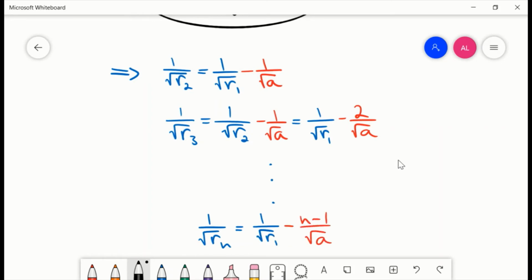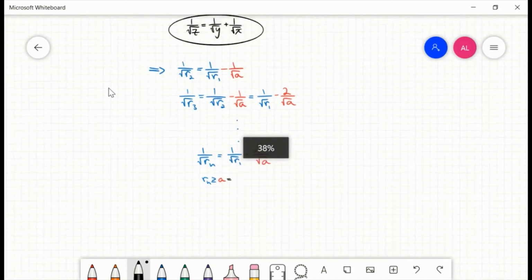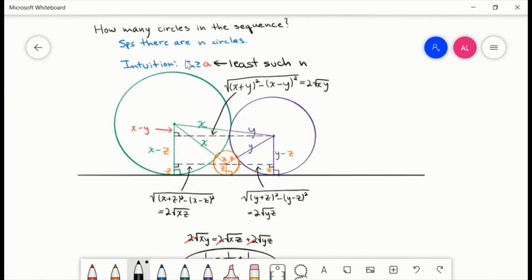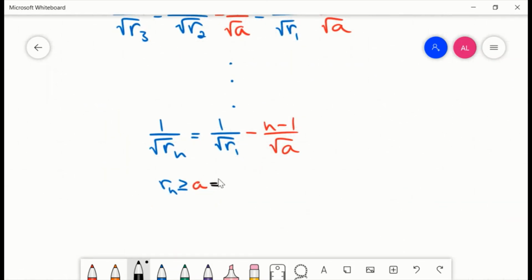And just by noticing some patterns here, we get that 1 over the square root of r sub n is equal to 1 over the square root of r sub 1 minus the quantity n minus 1 over the square root of a. But notice, from our original observation, from our intuition, that r sub n is bigger than or equal to a. So then just taking the square root of both sides of this inequality and dividing 1 by both sides, remember the inequality sign flips when we reciprocate both sides. We get this right here.